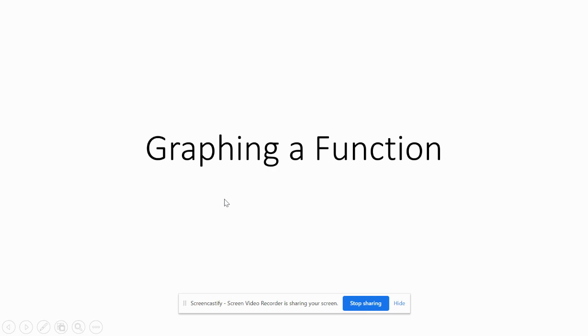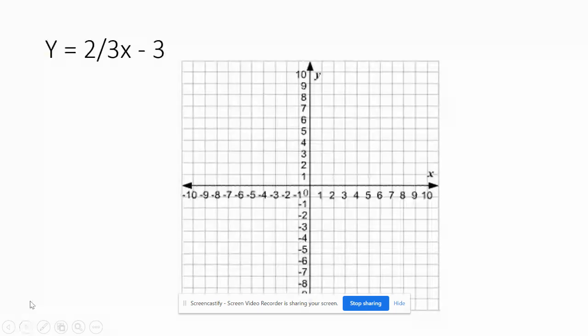All right, so the next thing we're going to talk about is graphing a function. We're going to use slope intercept form to graph each of these functions that I'm going to show you today. We call this slope intercept form. That's the form that this function is in. We call it slope intercept form because this is the slope and this is the y-intercept.